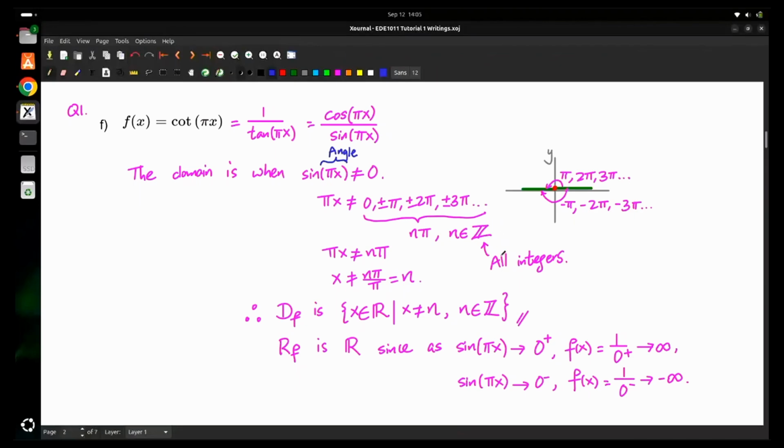So if pi x cannot be n pi, then x cannot be n pi over pi. You just bring the pi across. So therefore, x cannot be n, because n pi over pi is just n. So therefore, the domain of f is x can be any real number except integer values of n. That's how one can work out the domain for cotangent.